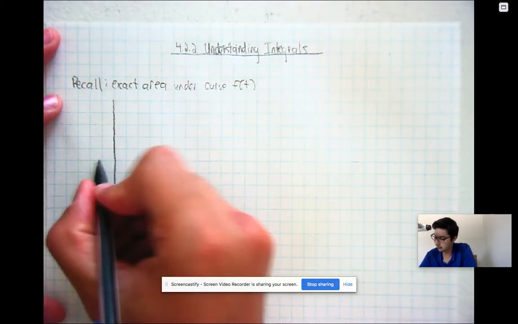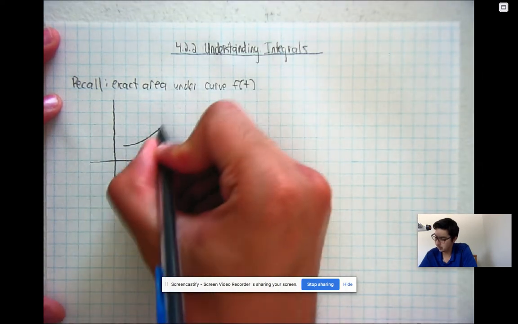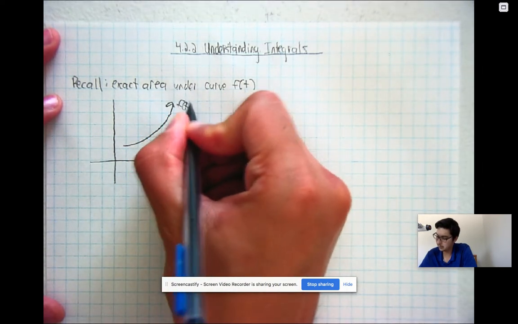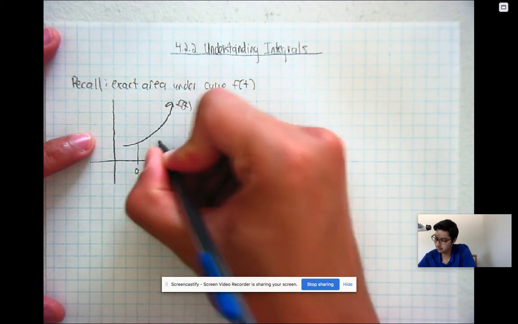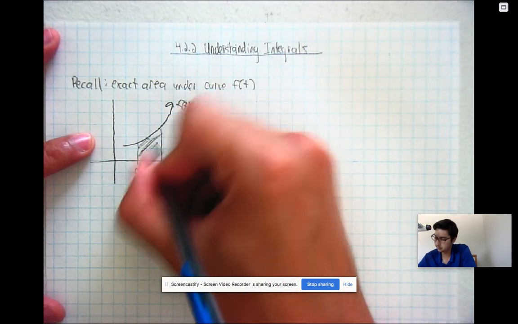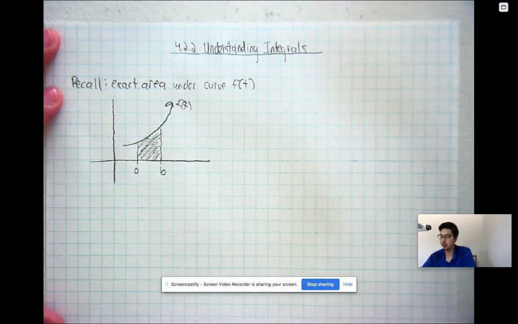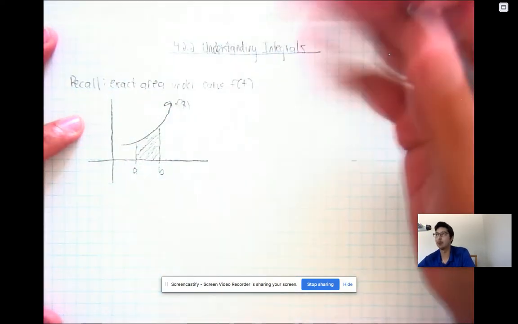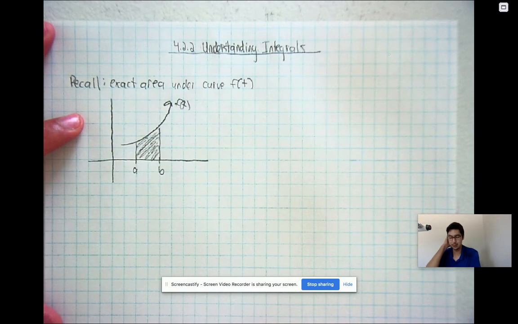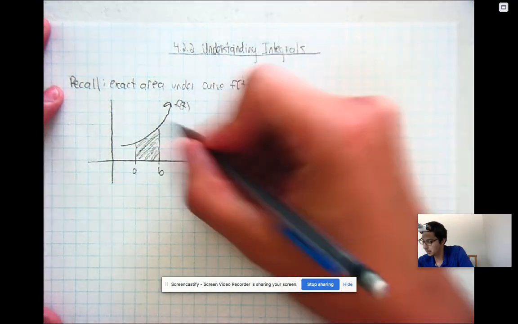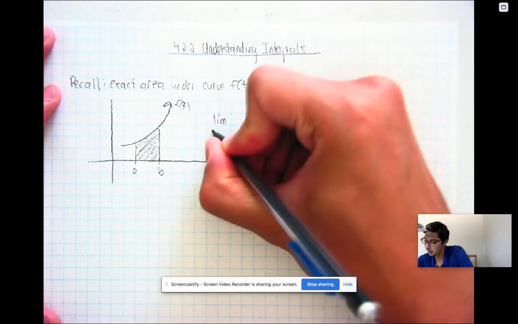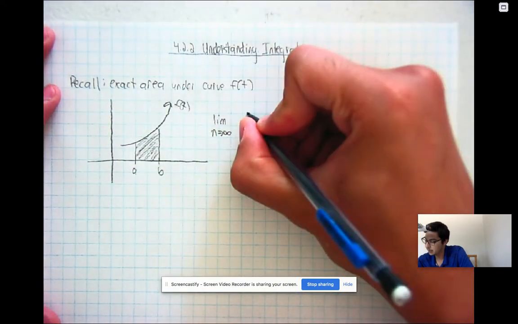So if we have an arbitrary curve f of t, and we wanted to find the exact area under the curve from a to b, the way we would do it is you would use Riemann sums. And the way you use rectangles to get the exact area, well, you would have to use infinitely many rectangles. But the way you approach infinities, because infinity is not a number, it's a concept, is we have to use limits.